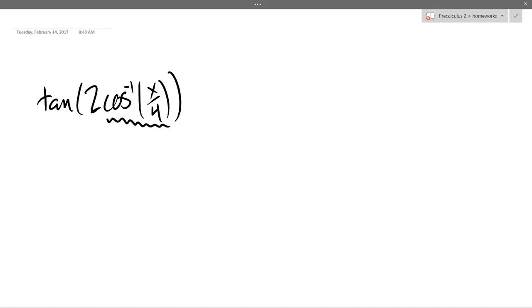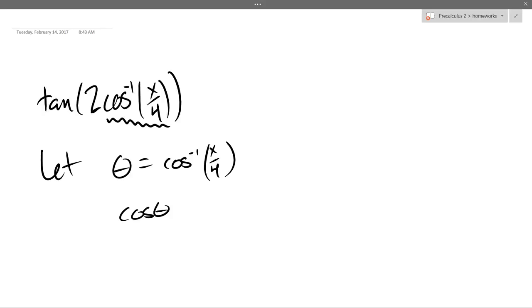Cosine inverse is going to give us an angle. So everything I underlined, I'm going to let theta equal all that stuff. So it's the same first step. So cos theta equals x over 4. We're going to draw our triangle here. Theta, x is adjacent, hypotenuse is 4. It's a coincidence that it's x. It could very well have been y, and I still would have written it adjacent to my angle.